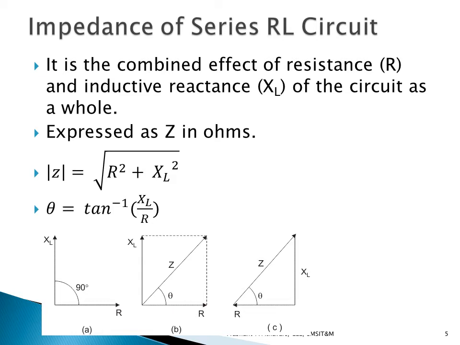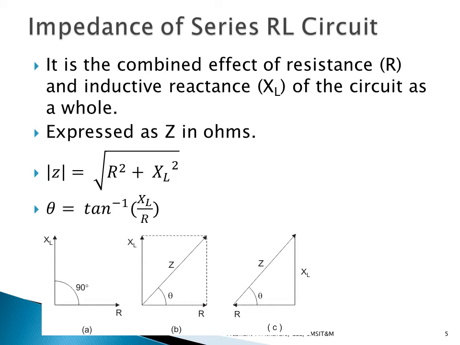So the impedance will be given in units of ohms. It is the combined effect of resistance and inductive reactance as a whole. There can be two or three resistances in series with an inductor. There can be multiple resistors and multiple inductors in series. So the net opposition is this inductive reactance. So you can express impedance as R plus jXL.